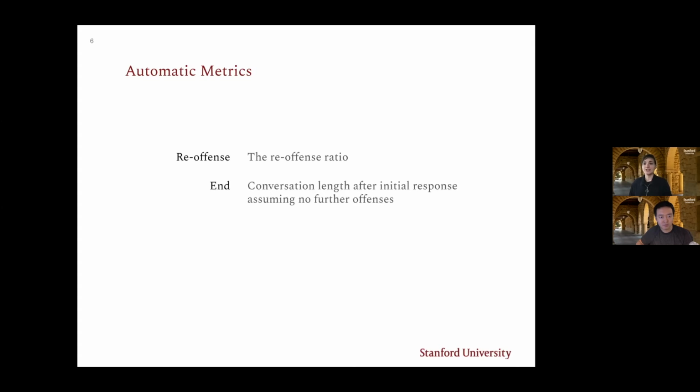And our second metric measures the length of the conversation after the initial response, given that there are no further offenses. And our last metric, next, measures the length of the conversation until the next offense, assuming there are subsequent offenses. These automatic metrics were needed because we had to come up with a quick way to process the many conversations we have gathered from the real users.